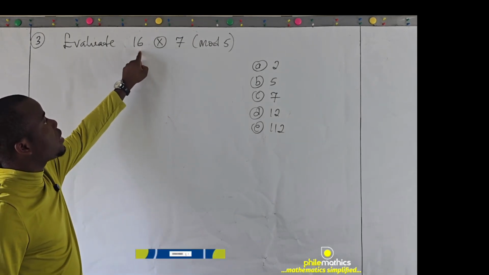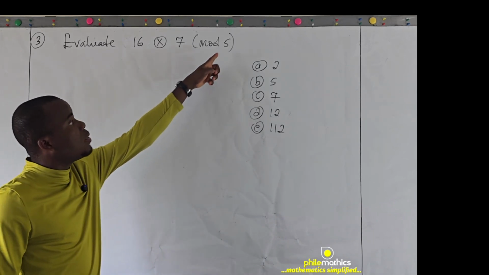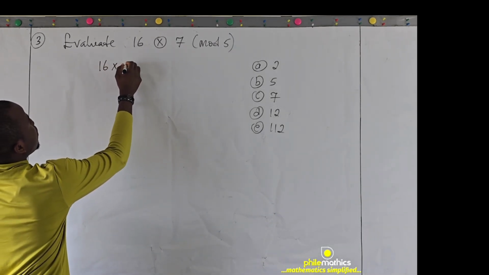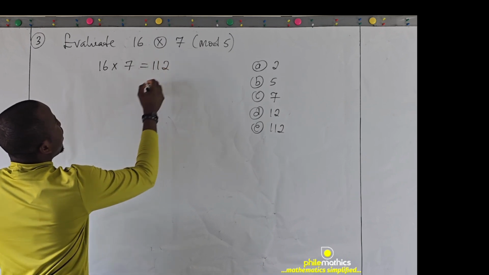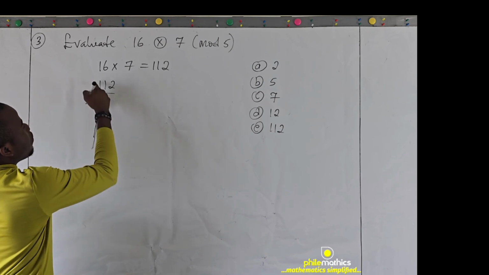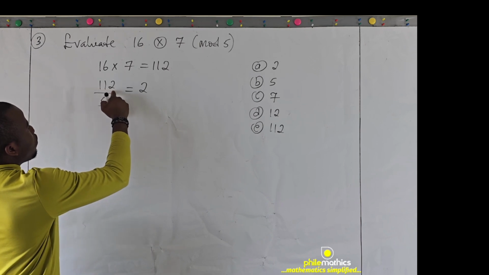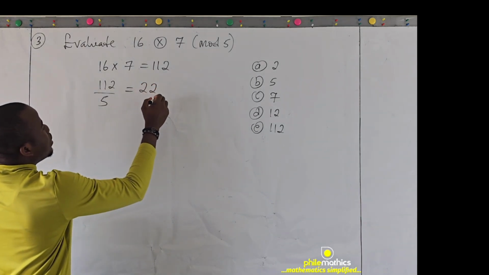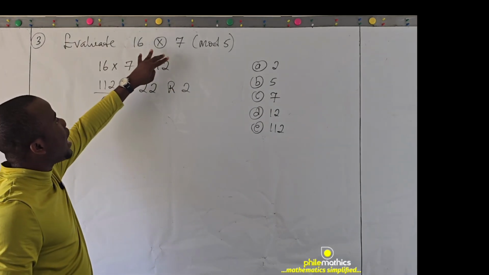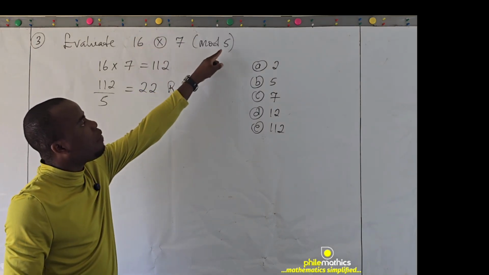So you could say 16 times 7, which is 112, and then find what's the remainder when this is divided by 5. So 16 times 7, this is 112. And then you ask yourself, if 112 is divided by 5, 5 into 11 is 2, remainder 1, into 12 is 2, remainder 2. So this remainder is what the answer is to this. Meaning, when you divide the multiplication of this by 5, what's the remainder?